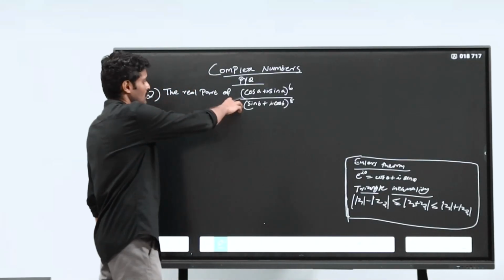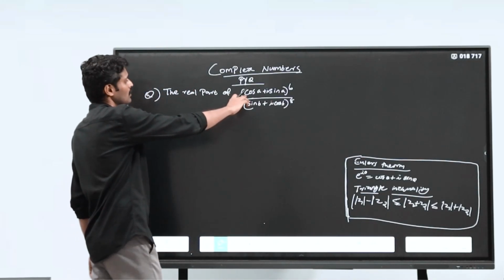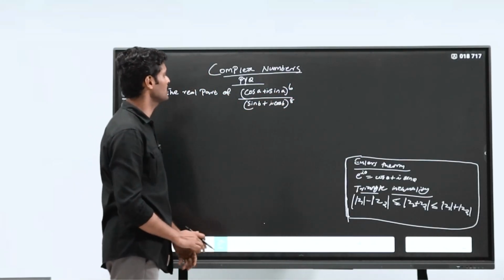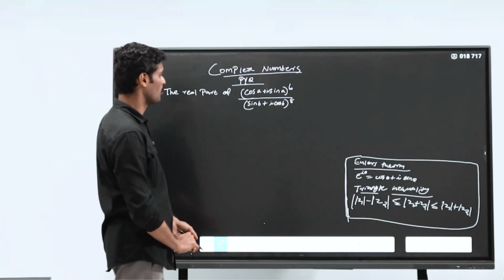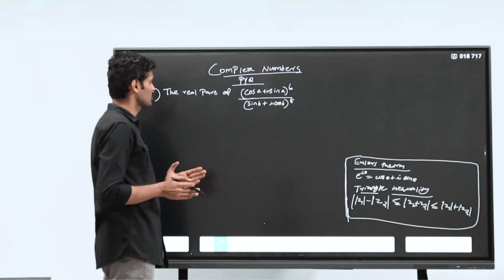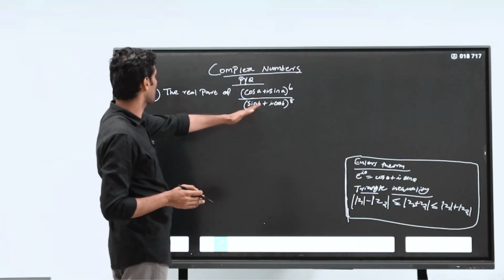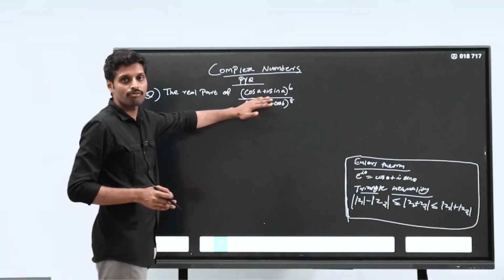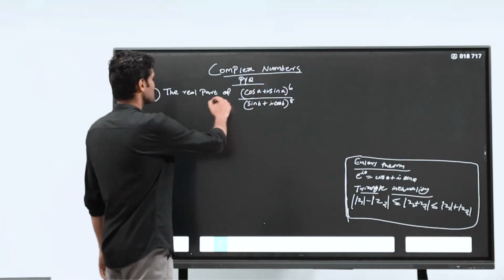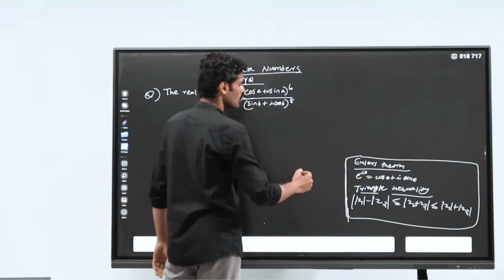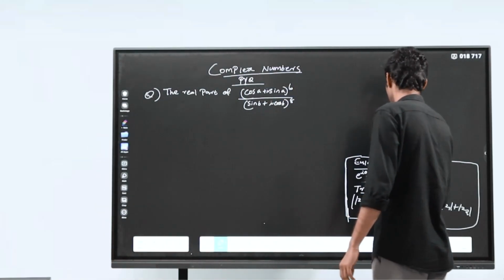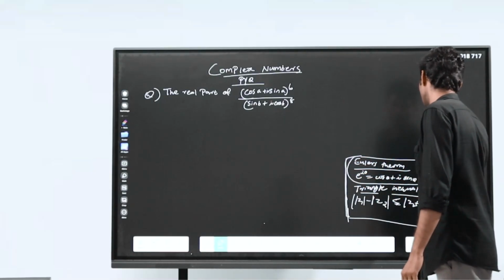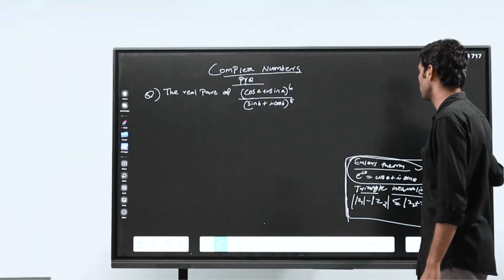The first question right here is: the real part of (cos A plus i sin A) whole raised to 6 divided by (sin B plus i cos B) whole raised to 8. So we need to find the real part. What is the real part of this complex number? For that, we know Euler's theorem. We already discussed Euler's theorem, and we are using it right here to solve this PYQ.